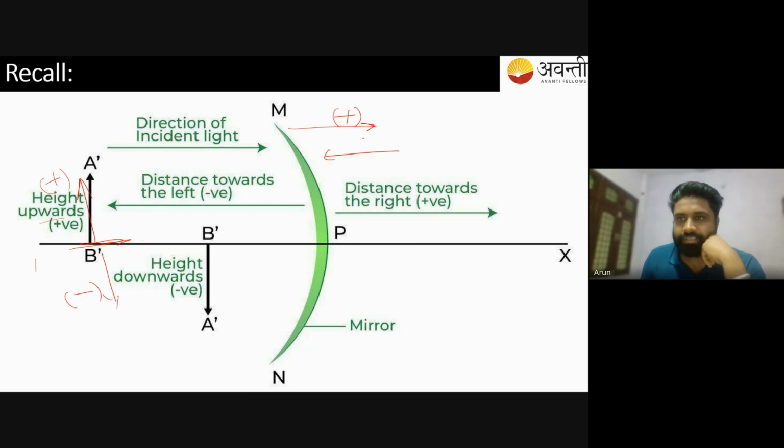If you move in this direction, the direction of the reflected ray will be considered as negative. This is all about the sign convention that you have to keep in your mind. इधर जा रहे हो तो पॉजिटिव, इधर जा रहे हो तो नेगेटिव, ऊपर जा रहे हो तो पॉजिटिव, नीचे आ रहे हो तो नेगेटिव. ठीक है.